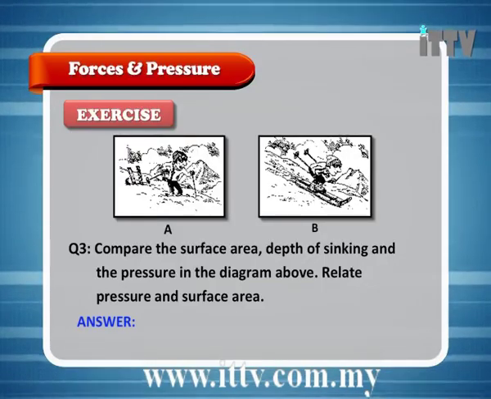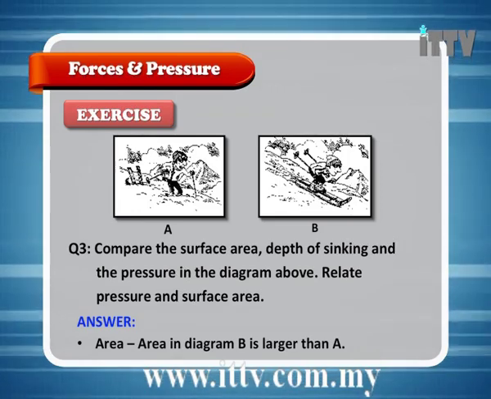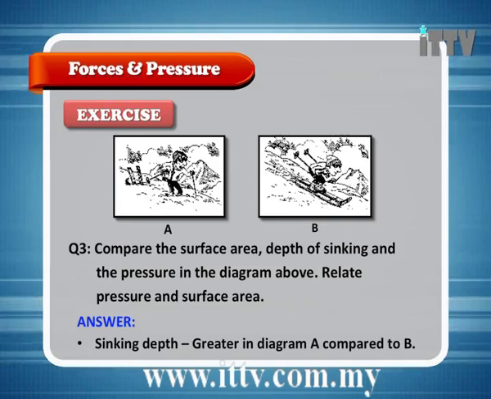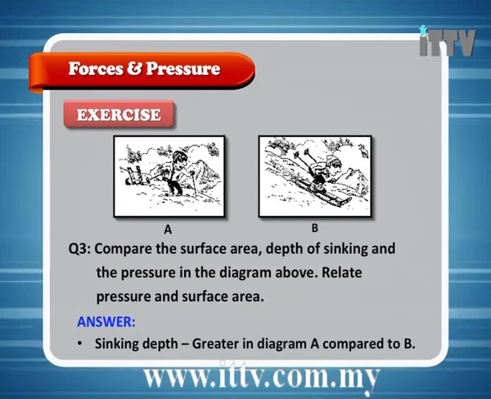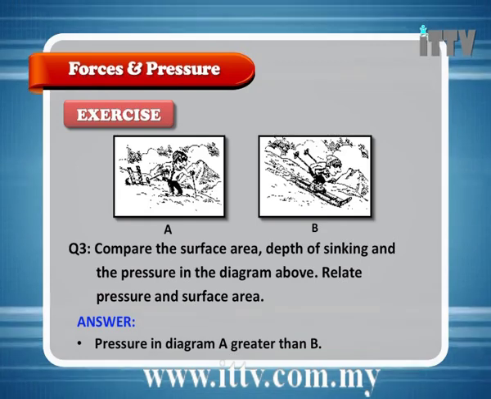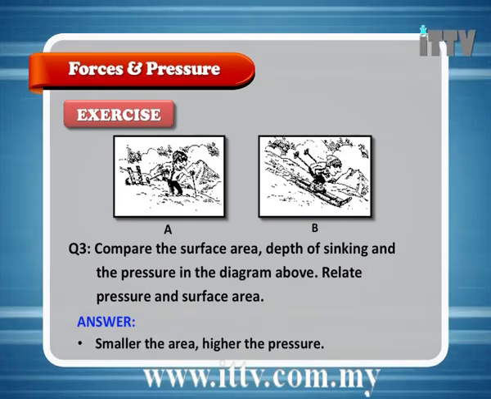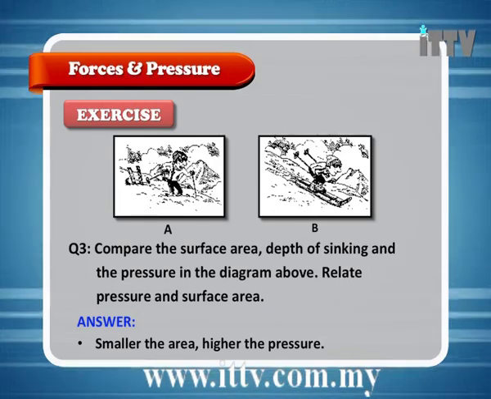The answer. Area. Area in diagram B is larger than A. Sinking depth. Greater in diagram A compared to B. Pressure in diagram A greater than diagram B. Smaller the area, higher the pressure.